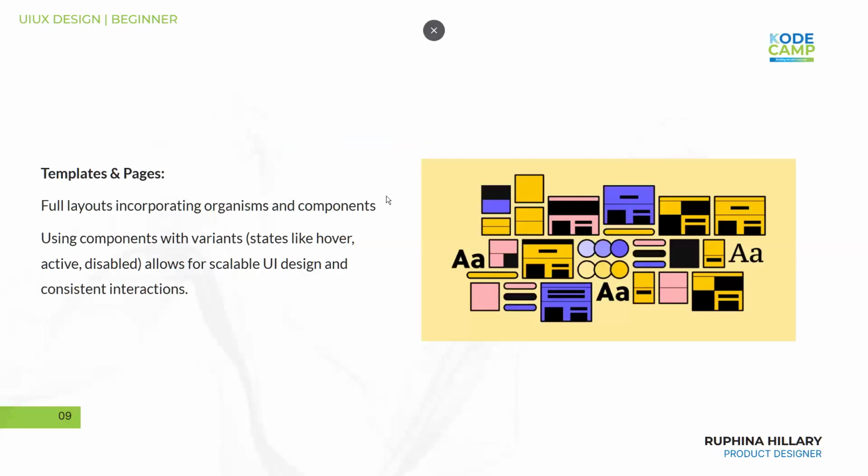Now, templates and pages, like I've said, these are full layouts incorporating organisms and components. So using components with variants like hover, active, disabled allows for scalable UI designs and consistent interactions. So now for the example I gave previously, I talked about the hero section. Now the hero section is a page that we have created by using those atoms and molecules that we've created previously. Now we have created a full page out of it, right?